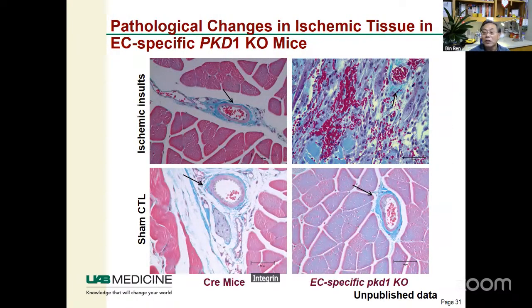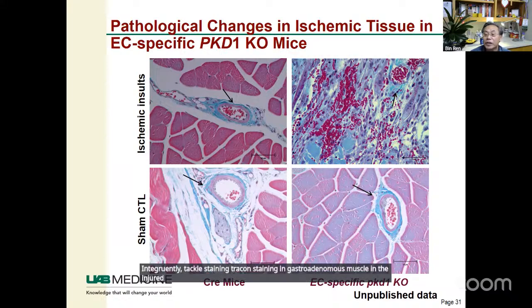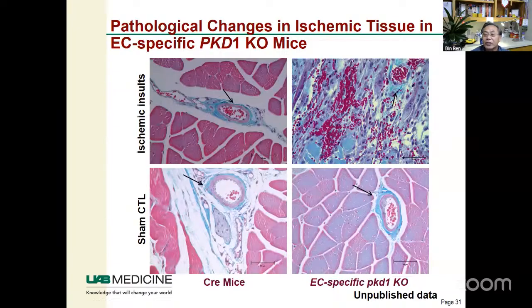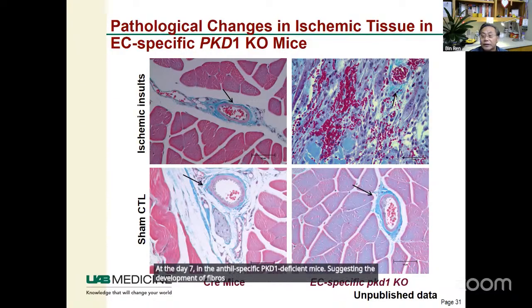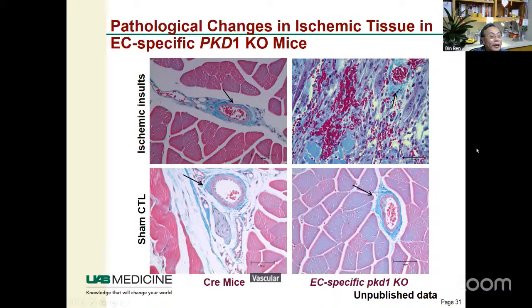Histologically, staining in gastrocnemius muscle in the injured leg demonstrated extensive collagen staining at day 7 in the endothelial cell specific PKD1 deficient mice, suggesting the development of fibrosis, vascular leakage, and increased inflammation in the ischemic limb due to deficiency in endothelial cell PKD1 signaling.